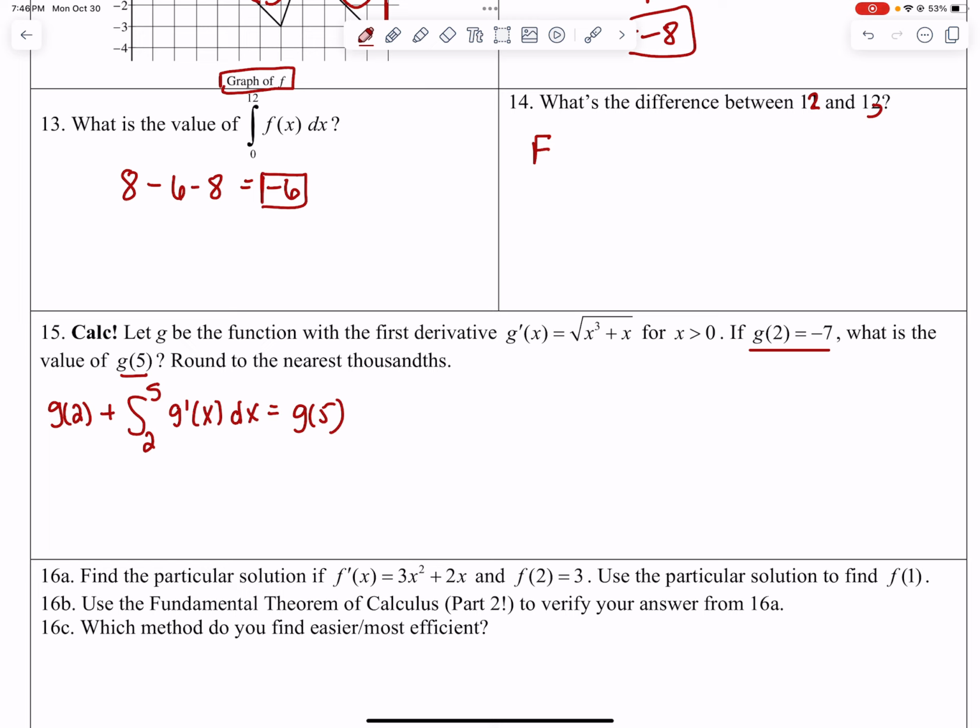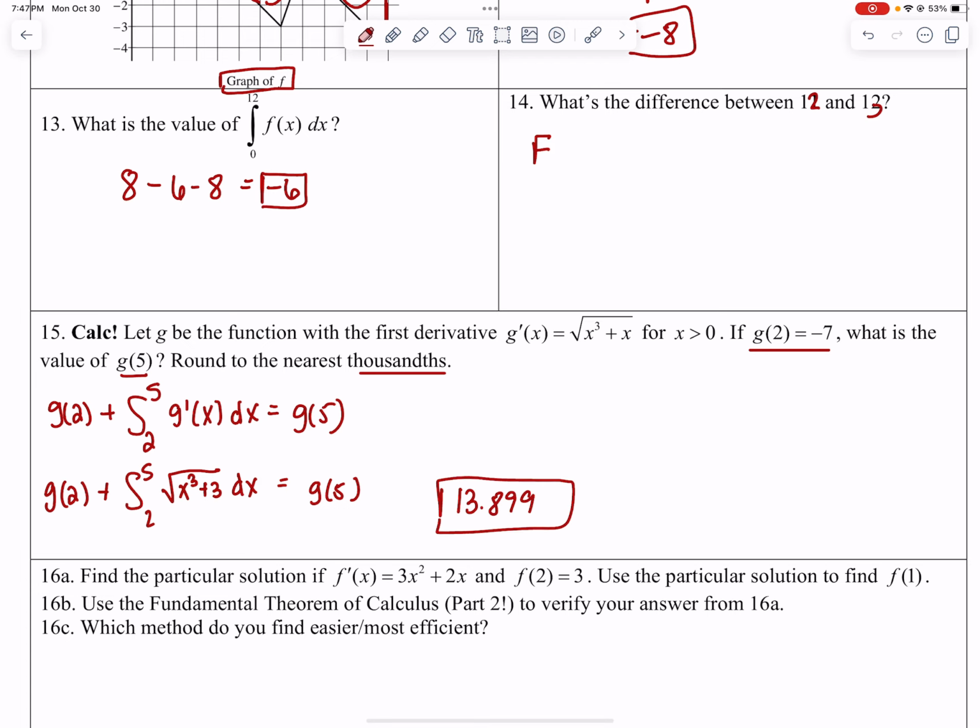So what you're going to be doing on the calculator is typing this lovely thing and then finding out what g of 5 is. Remember, on the AP exam, you want to round to the nearest thousandths. So if you were to do this on the calculator, and hopefully you do, 13.899.